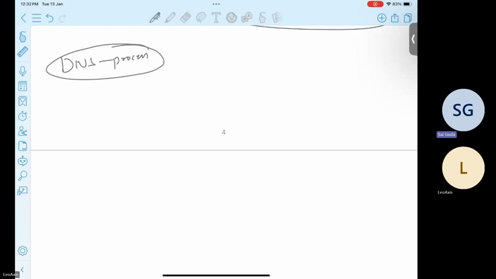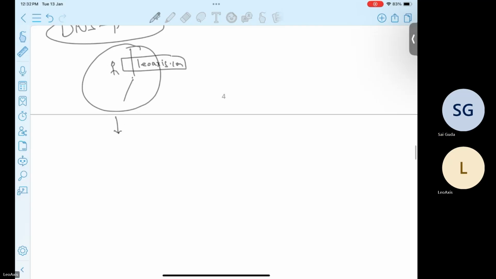Let's understand what happens when you type google.com. Let's say this is me. I'm in front of the laptop and using my web browser. Let's say I'm searching for LeoAxis.com. So when I'm searching for any website, we'll see what happens. First, it will check the browser. First, our computer, the web browser which you are using.